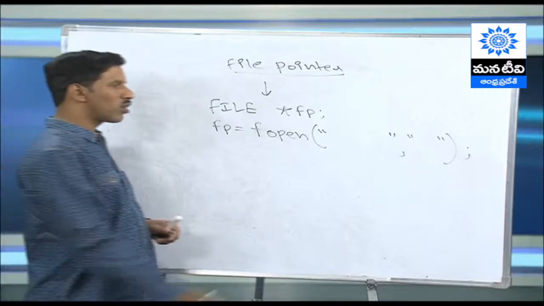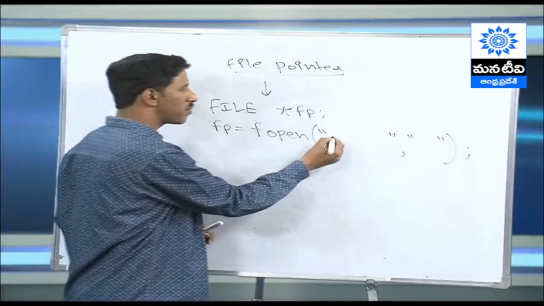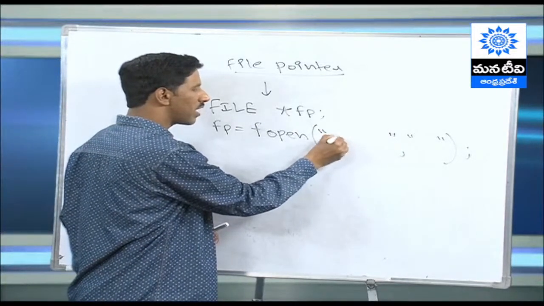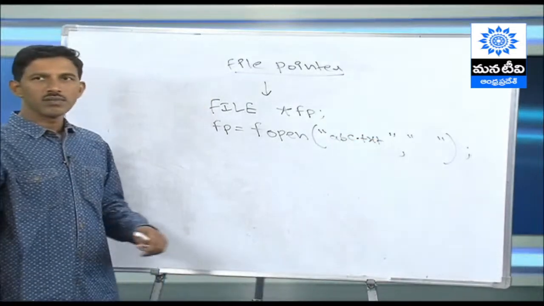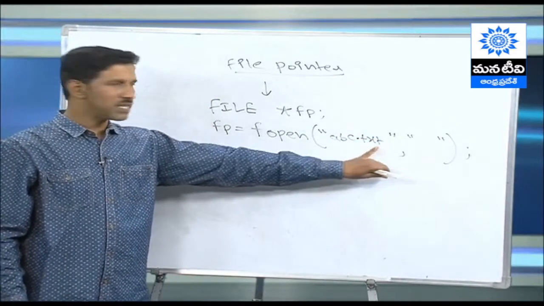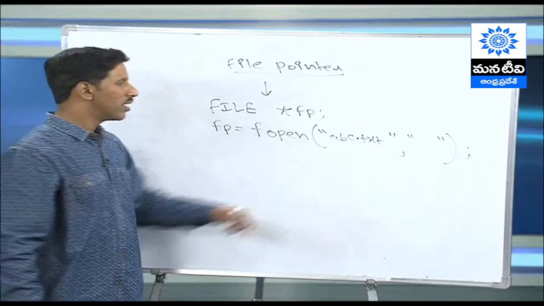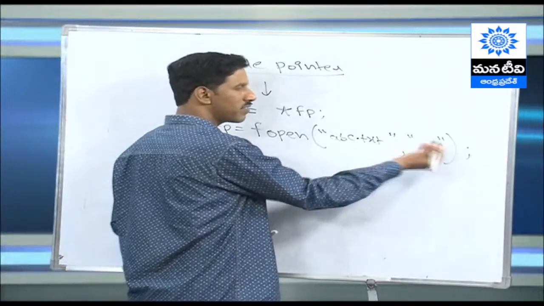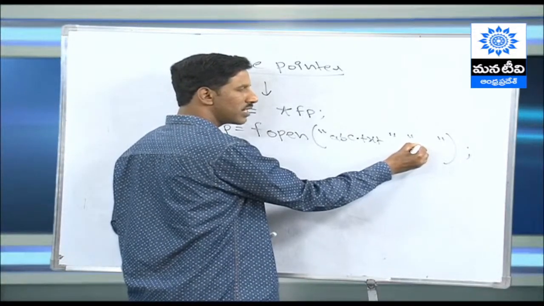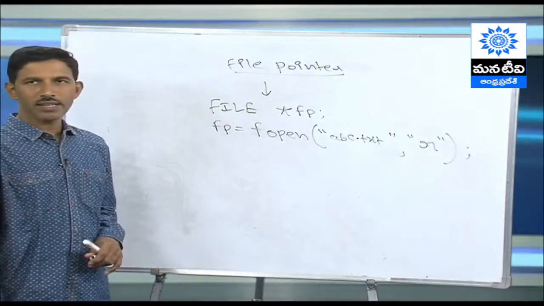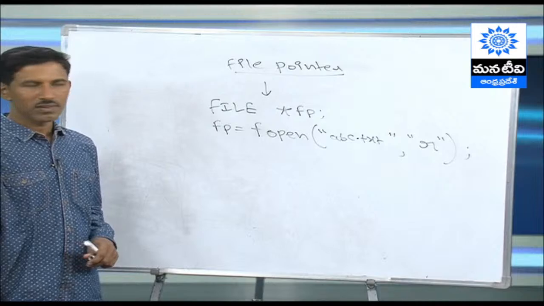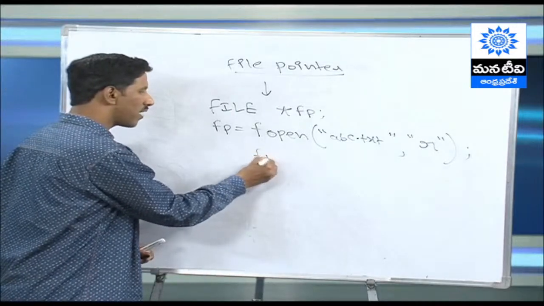The first argument is the file name. What is my file name? Suppose my file name is abc.txt. This is called the file name, and this file is to be opened. Now, under which mode is this file to be opened? The mode of the file. What is my mode? I used r. What is meant by r? It indicates read the file.